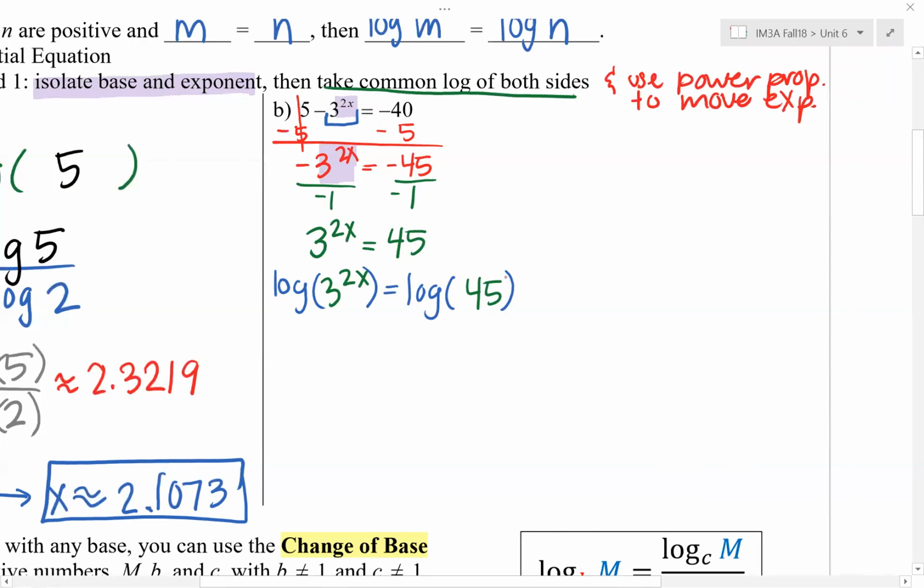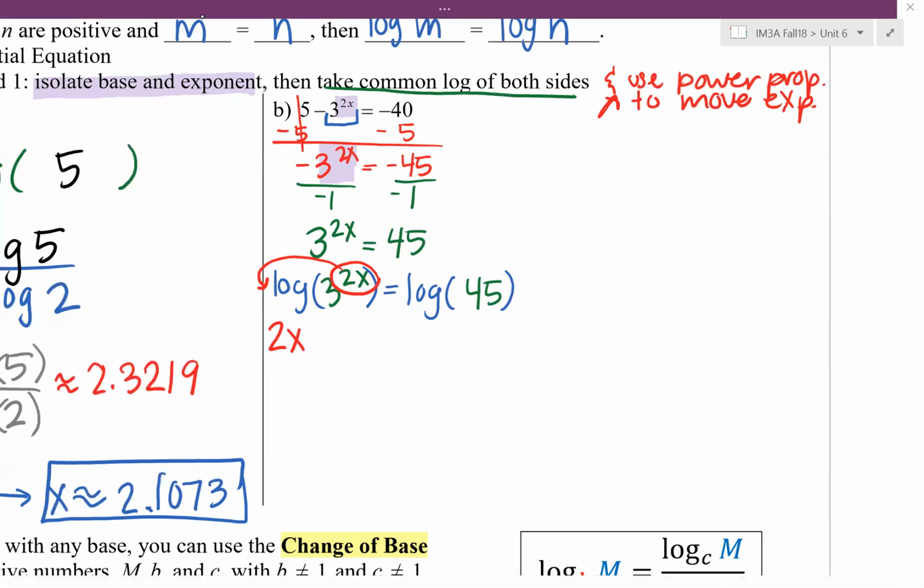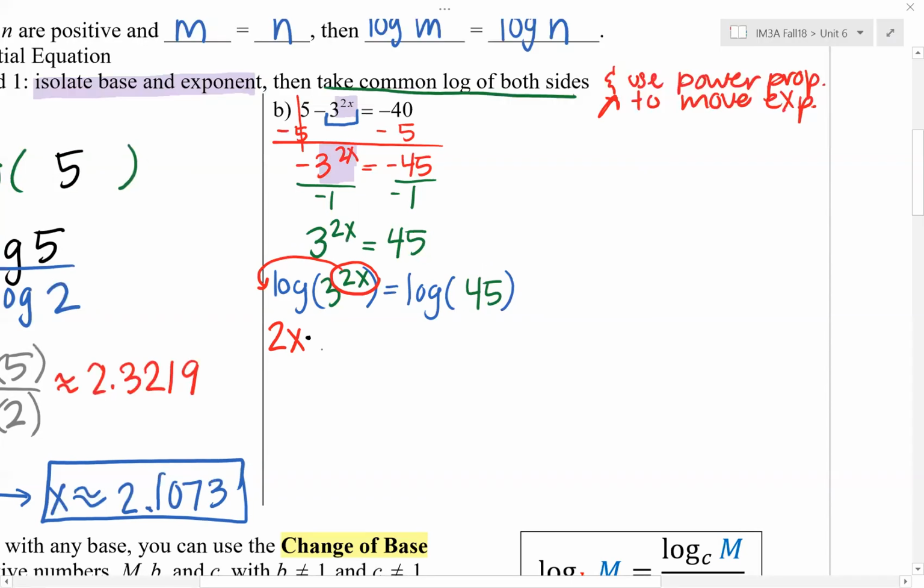Once we have log on both sides, that's when we're going to use our power property. So we're going to take our power, which was 2 times x, and we're going to move it to the front of that log. So we're going to have 2x times log of 3 equals log of 45. And I'm just going to leave it in the parentheses so that we remember to use those in our calculator.